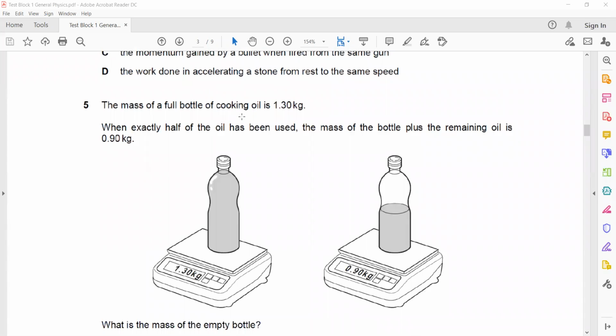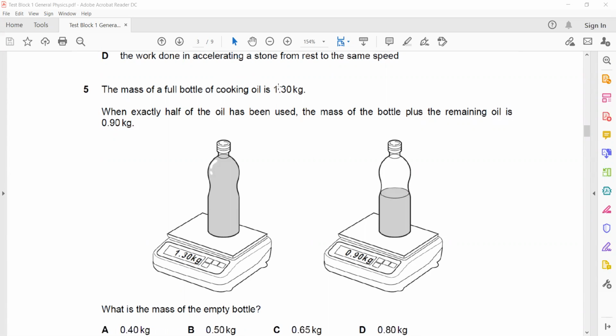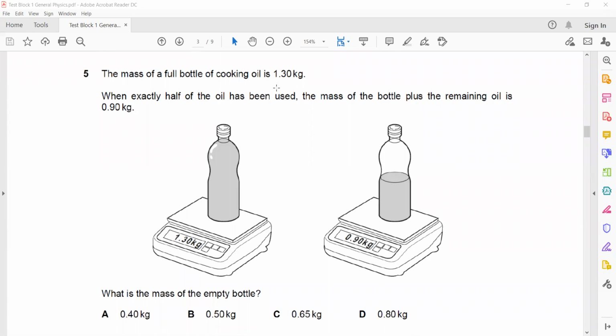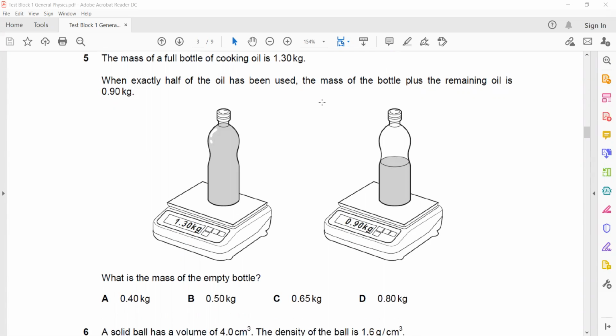The mass of a full bottle of cooking oil is 1.3. When exactly half of the oil has been used, the mass of the bottle plus the remaining oil is 0.9. What is the mass of the empty bottle? So first we'll find the mass of half of the oil.